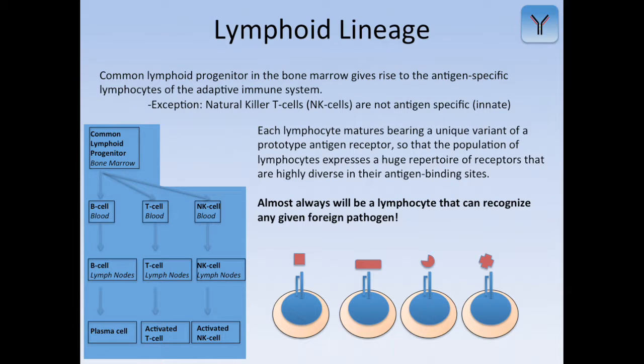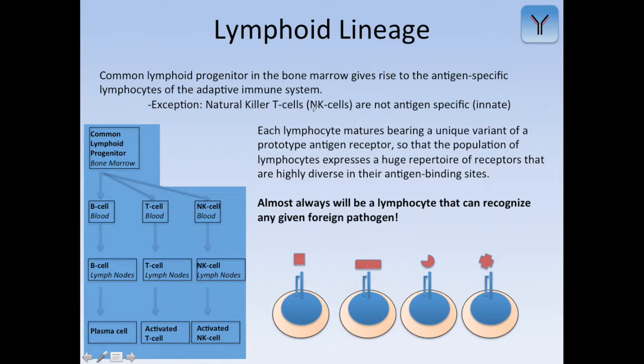Well, the common lymphoid progenitor in the bone marrow gives rise to the antigen-specific lymphocytes of the adaptive immune system. So a lot of the cells that you see here are actually part of the adaptive immune system. Last time we talked about the myeloid lineage cells. They give rise to a lot of the innate immune cells. This one is the adaptive immune cells, with the one exception of the natural killer cells.